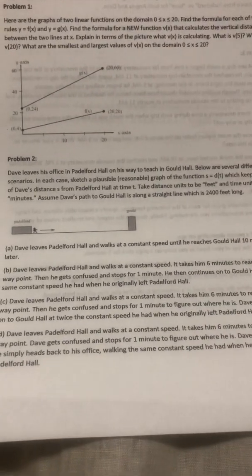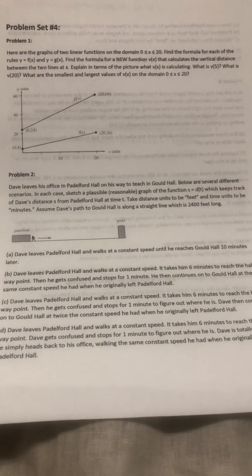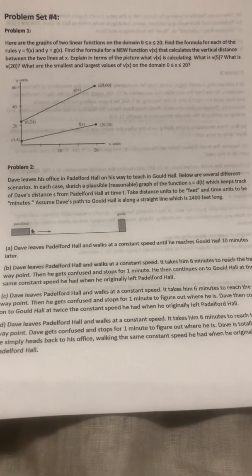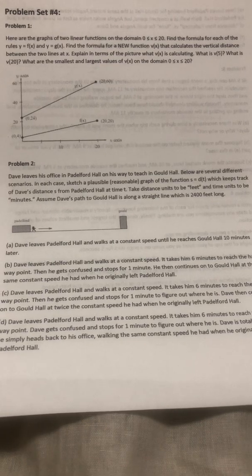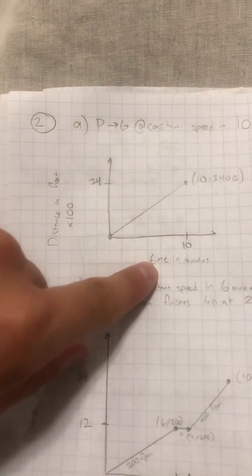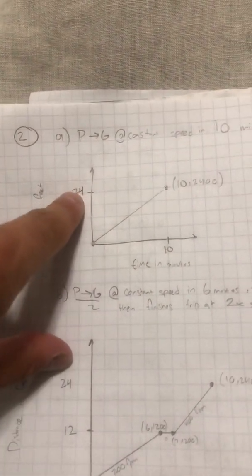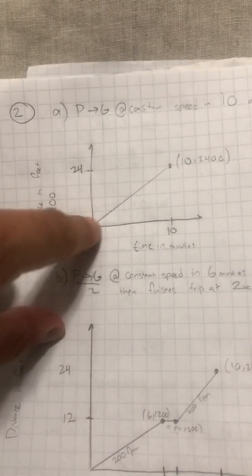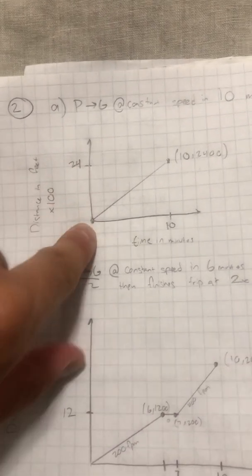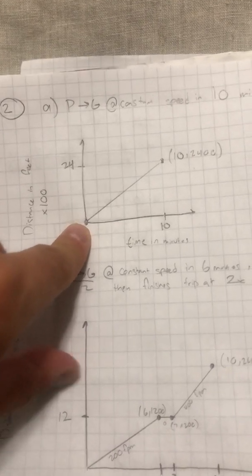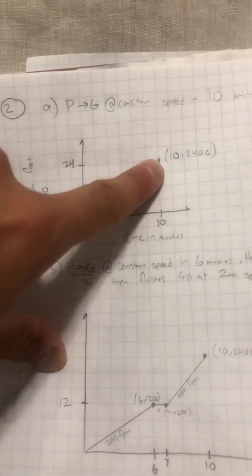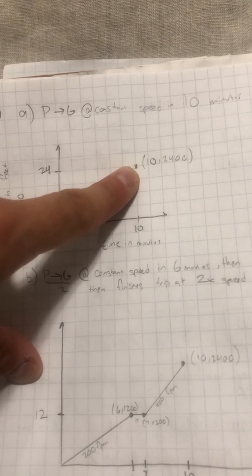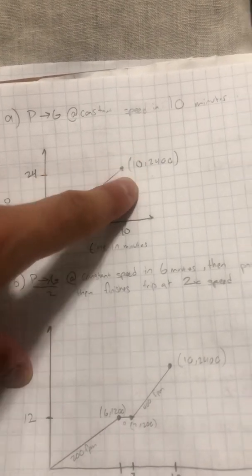So scenario A asks us to sketch a graph from Paddleford Hall to Gold, walking at a constant speed and reaching Gold in 10 minutes. So here's my graph. I have time in minutes at the bottom, and then I have distance in feet times 100 on the y-axis, just to make things easy. At time 0, you have Dave starting at distance 0. This is going to be distance from P. And then he's going at a constant speed. This isn't changing. And then at time 10 minutes, he's going to get to Gold Hall, 2,400 feet later.